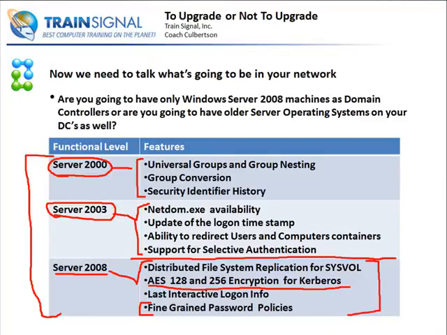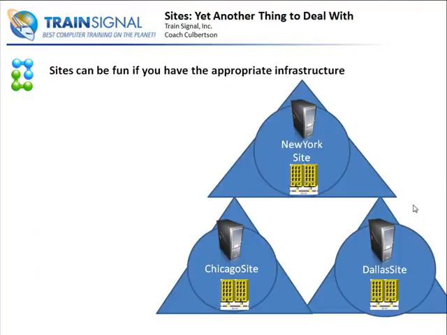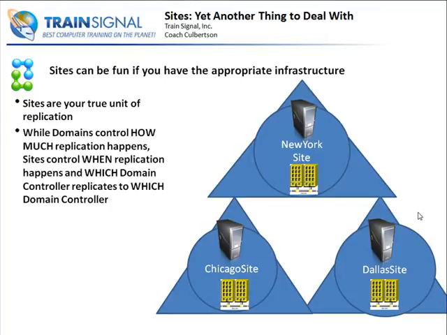So let's go on and let's continue talking about sites next. Now, sites can be fun if you have the appropriate infrastructure. Sites are really your true unit of replication. You can really control how much replication happens with domains. But with sites, they control when replication happens and which domain controller replicates to which domain controller. So when you add in sites to represent the physical nature of your network, you do get more control. Okay, so that's what I want you to think about when you start thinking about sites.